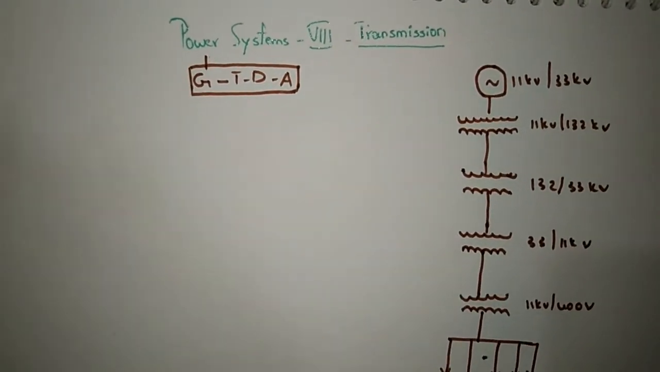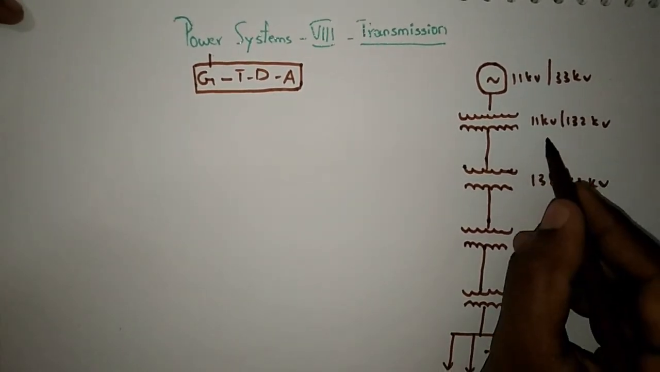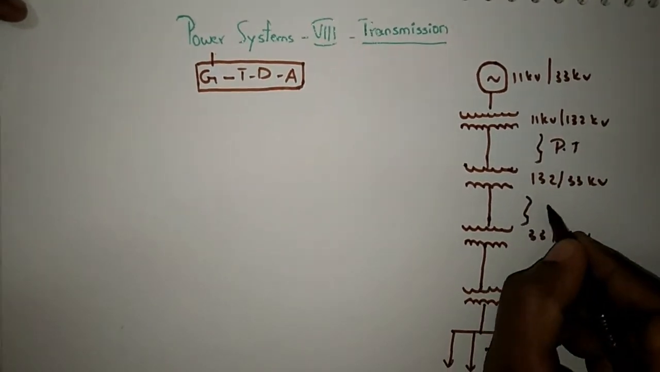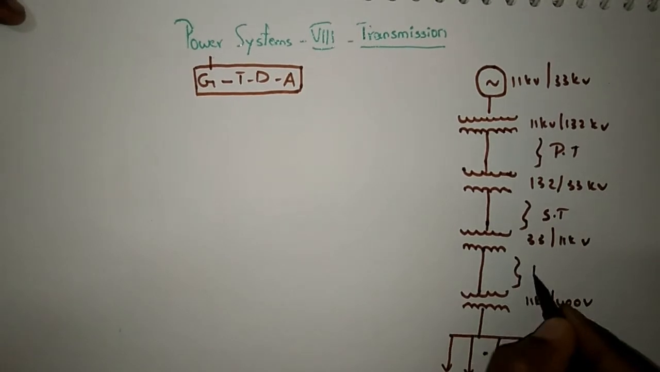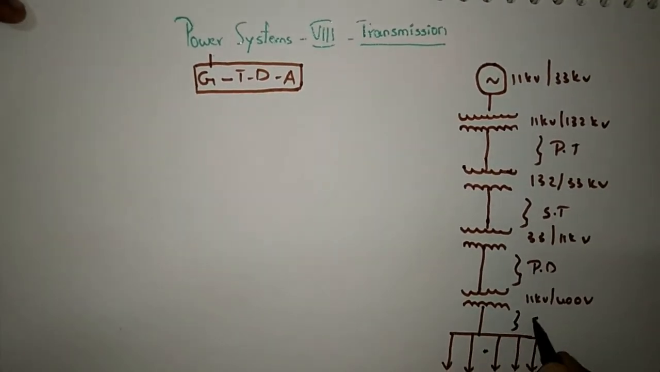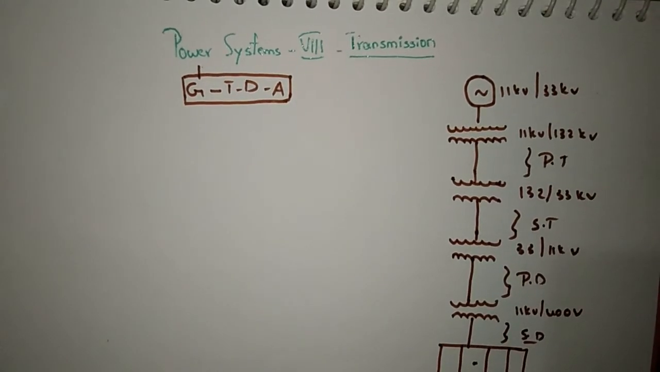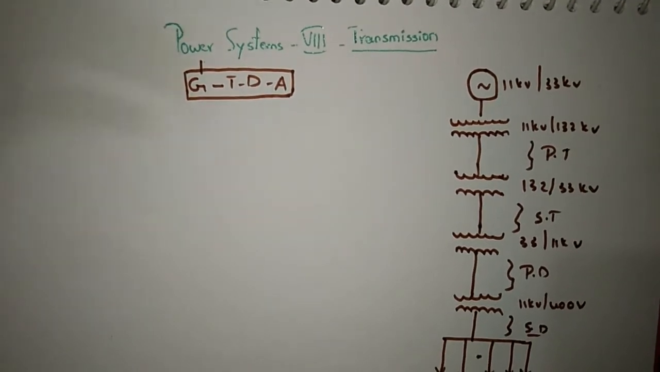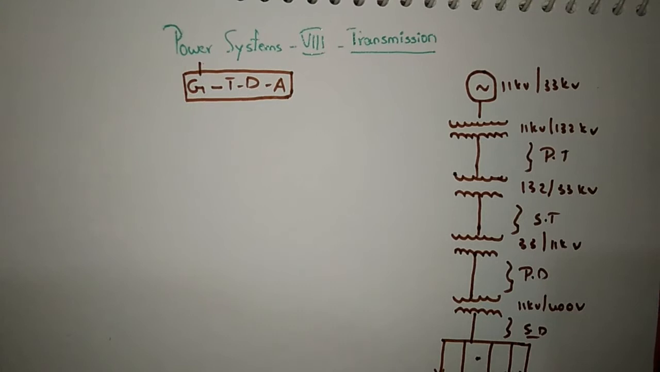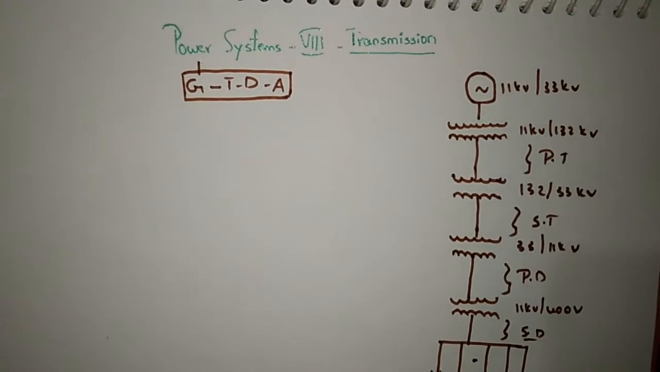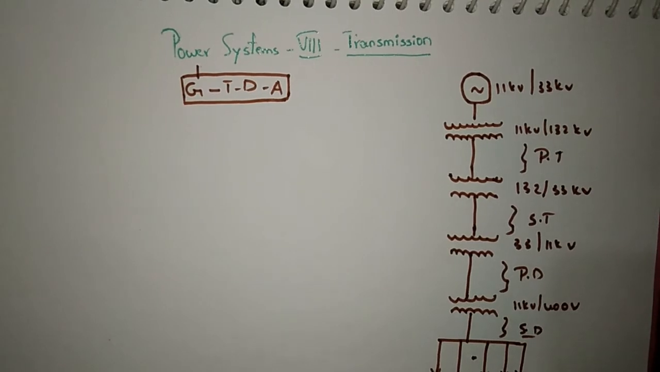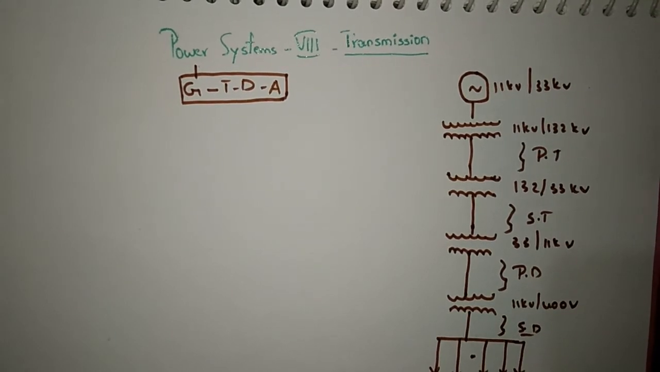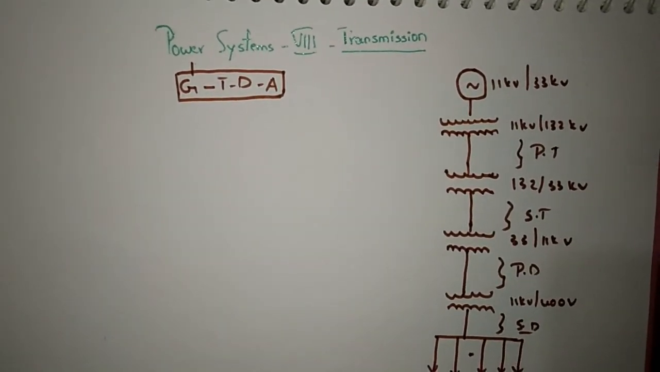If you do consider this one, this is nothing but primary transmission. This is secondary transmission. This is primary distribution and this is secondary distribution. Please do consider examination point. In examination point of view, questions may be of this type: in primary transmission, what may be the voltage? We have to go for 132 kV as per Indian standards, not less than 132 kV. So please do make a screenshot of this. So this is the general flow of power system.